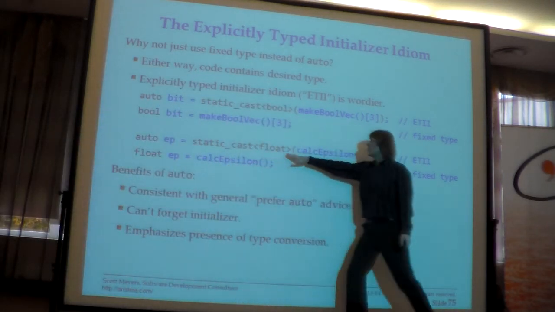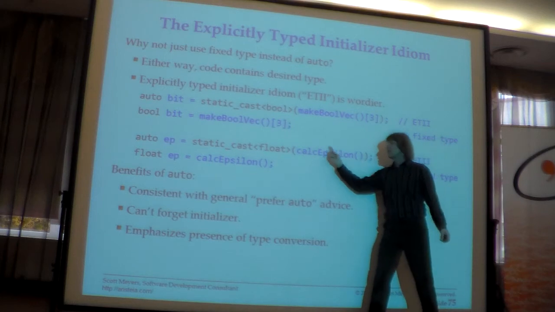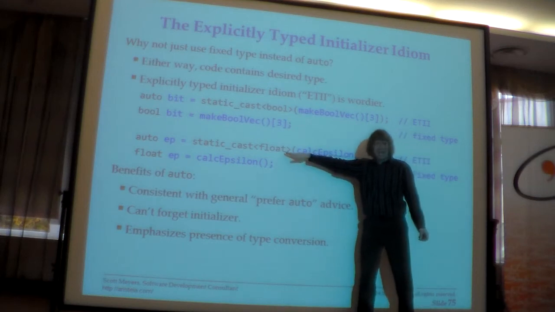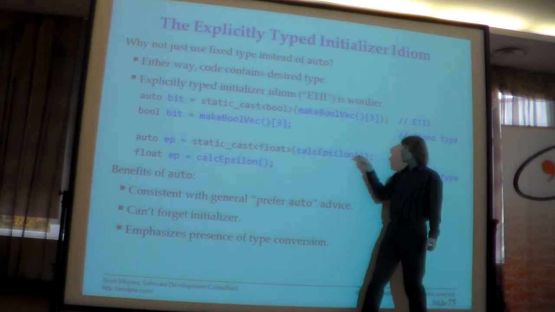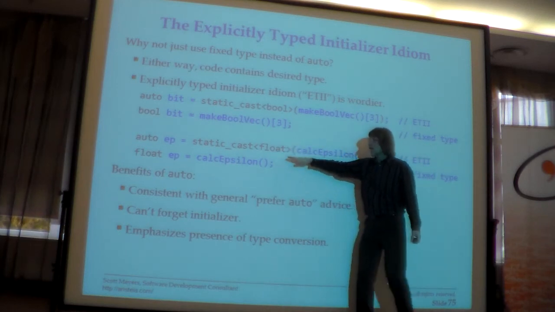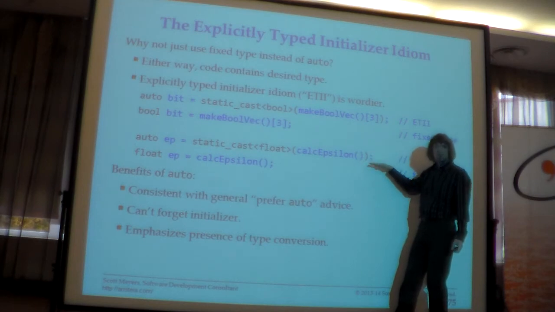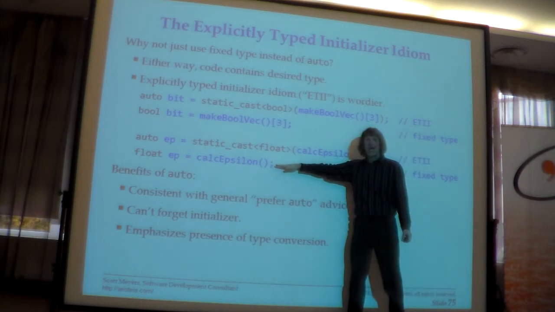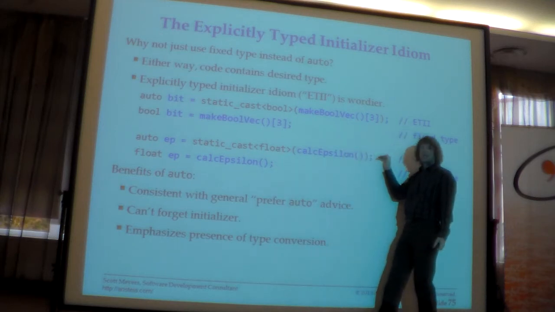Well, this code here suggests that this does not return float. Otherwise, I wouldn't need the cast. Yes. So the advantage is EP is a float. No, these do the same thing. These both do exactly the same thing. The difference is that in this case, we are getting an implicit conversion from a double to a float, and in this case, we are getting an explicit conversion from a double to a float.